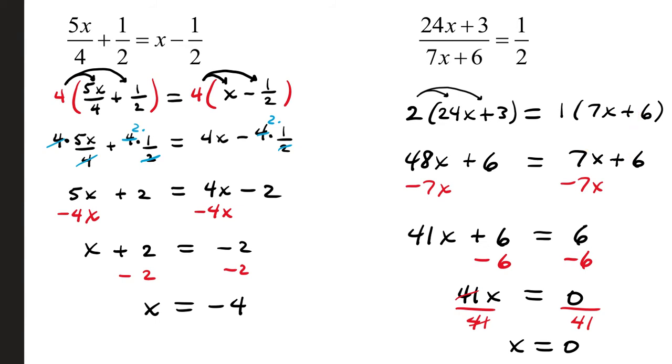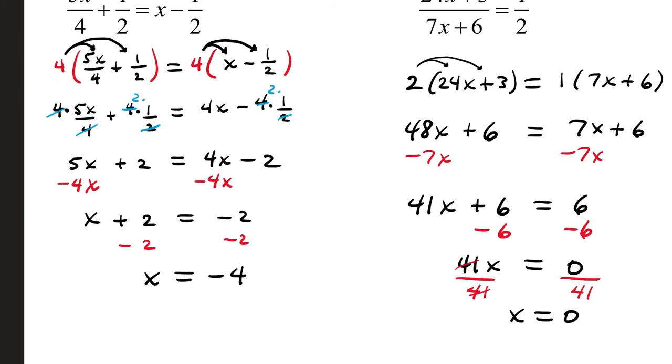Moving the variables to one side, take off 7x from both sides. 48 minus 7 is 41x. Plus 6 stays the same. Subtracting 6 from both sides, that leaves 41x equals 0. And then solving for x, divide by 41, and you get x equals 0. That's another conditional equation.